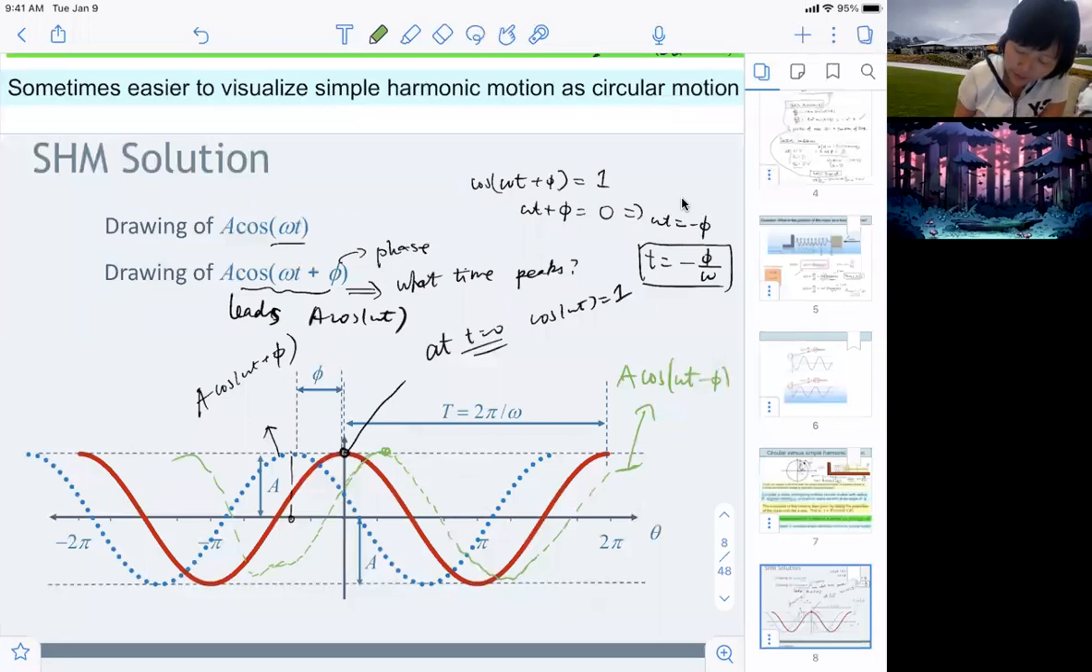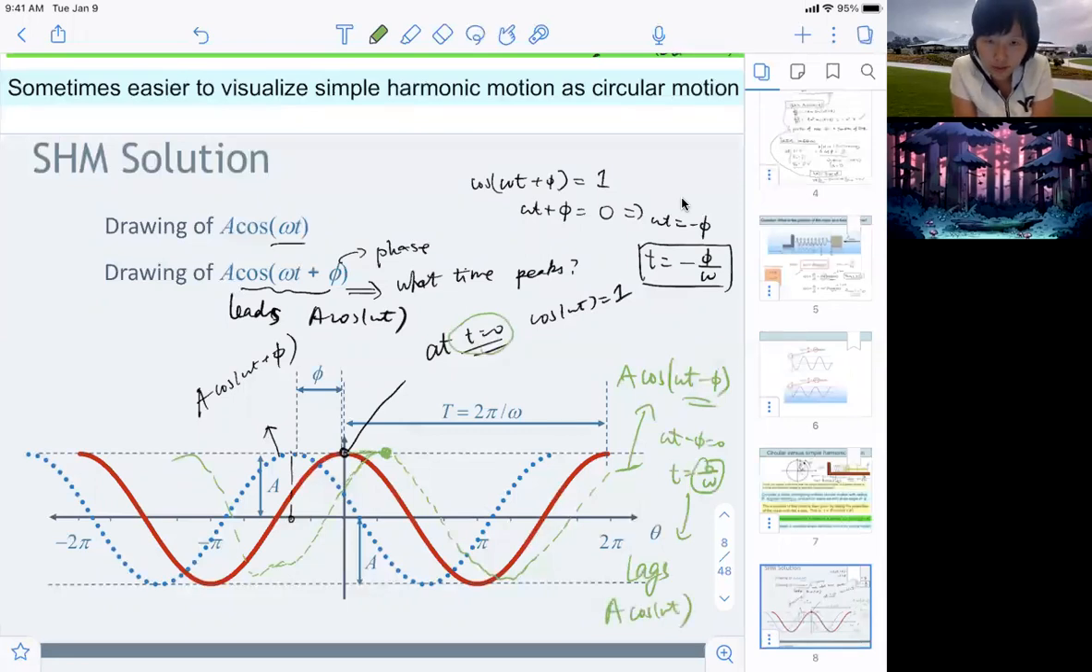Minus phi, very good. You can see that this one will peak at a time after 0, not at 0, but at phi over omega. So it peaked a little bit later than the red wave. So this one you can say is lagging the other function. Okay. All right.